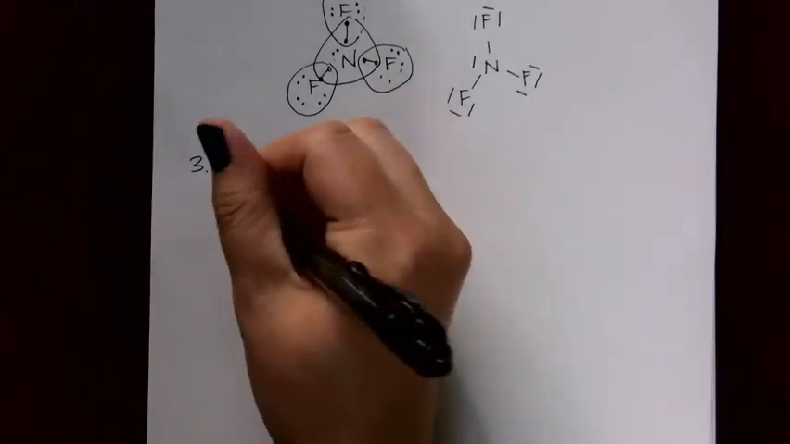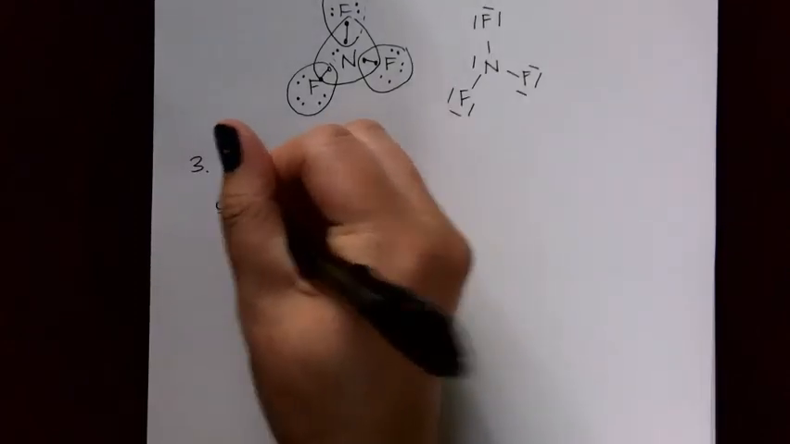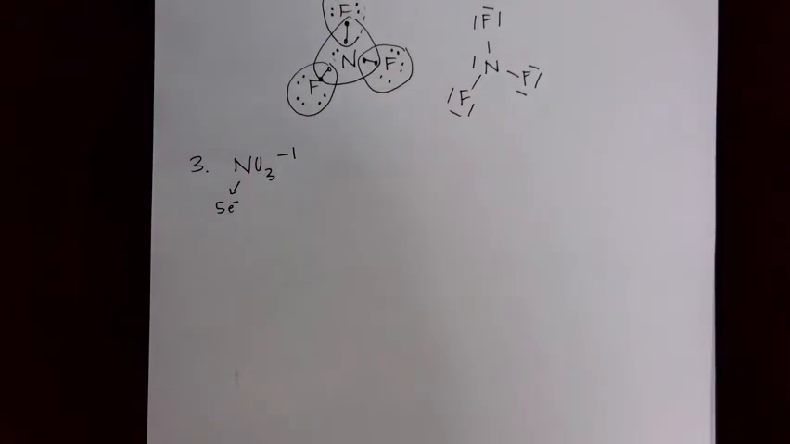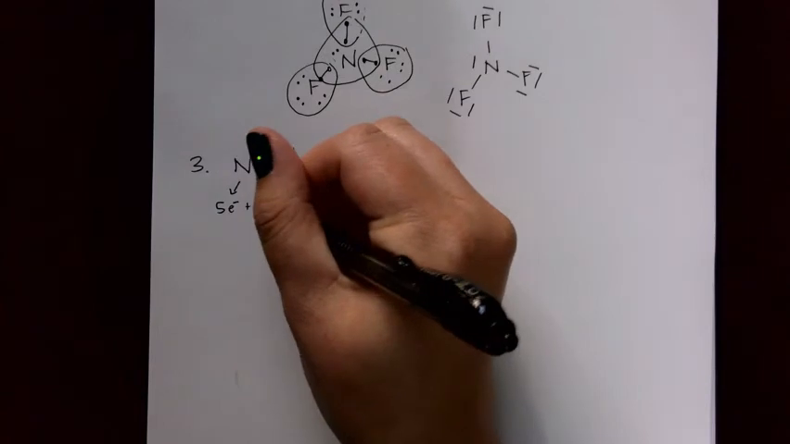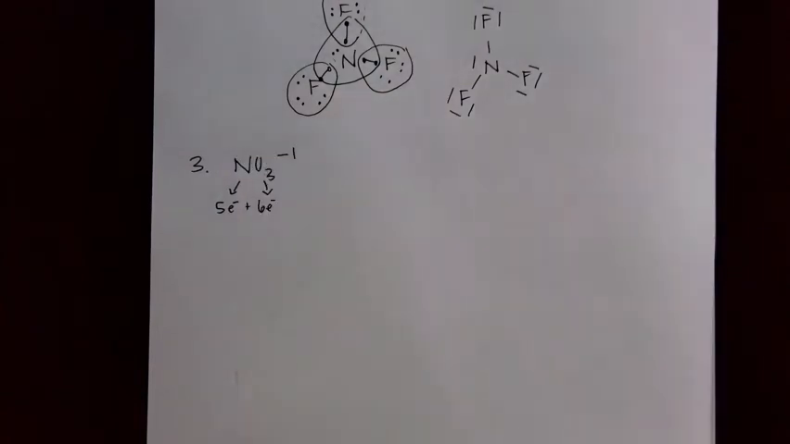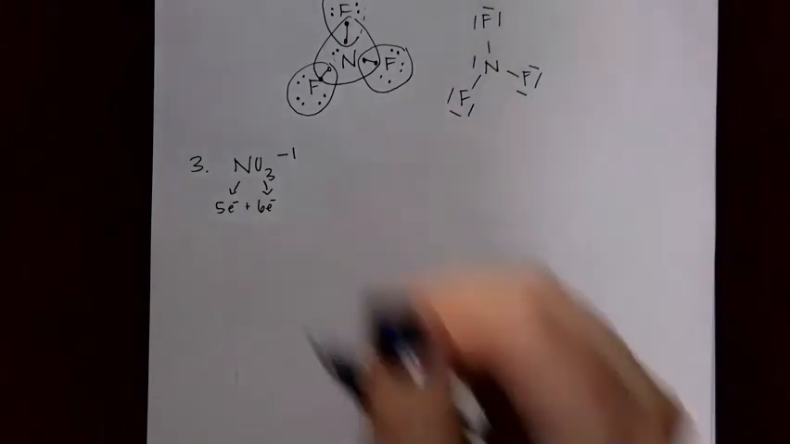NO3, its valence electron count: 5 electrons come from the nitrogen to the party. Each oxygen brings 6 electrons. I see a lot of people say oxygen brings 8, but oxygen only brings 6 valence electrons to the party.